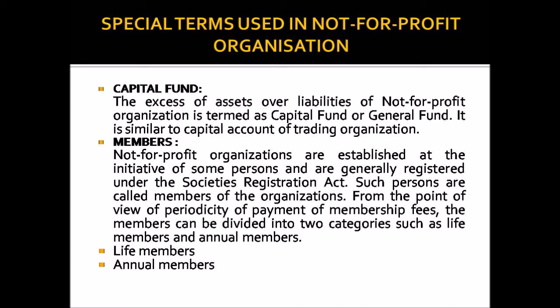Now there are two kinds of members. One is life members, the other is annual members. Members have to regularly pay some money, the membership fees, or you can say subscription also. Some of them pay in a lump sum and they become life members. For as long as they live, they are members of the particular club or organization. Annual members pay and continue their registration or membership by paying the money annually. So these are the two types of members: one is life member, the other is annual member.